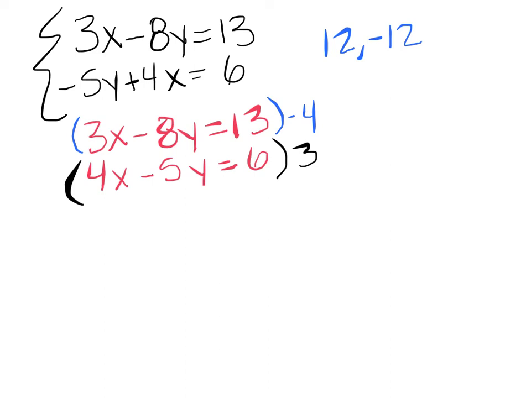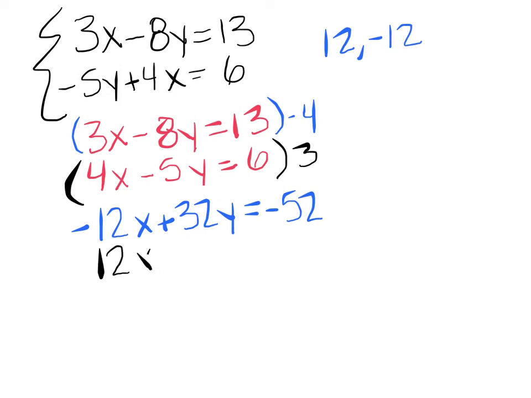So my two equations are going to be negative 12x plus 32y equals 4 times 13, negative 52. And on the bottom, we're going to have 12x minus 15y equals 18. So now we have our system ready. We have opposites, so we can solve.